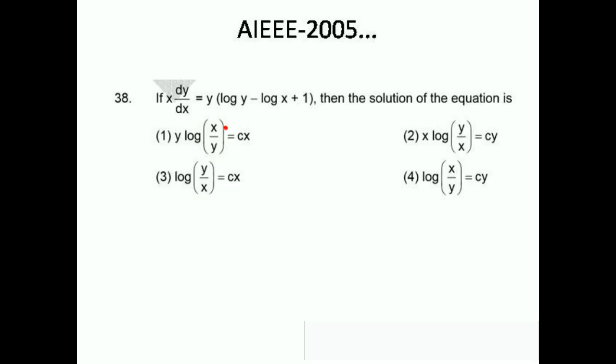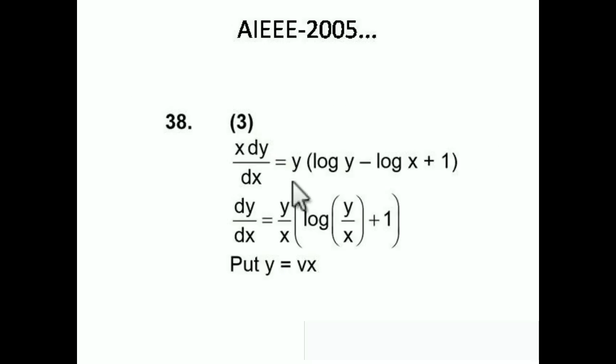Okay, so I just write it down, dy by dx is equal to y log y minus log x plus 1. This can be written as log of y by x, because the subtraction of logs can be written as the log of a division. So it becomes log of y by x. This x goes here, so it's y by x. Now you have the idea how to solve it.